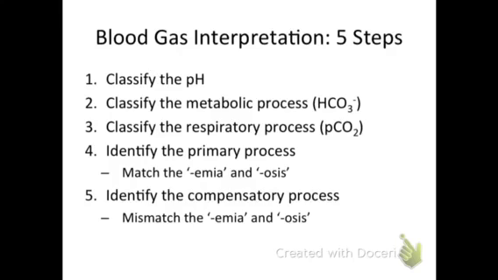There are 5 steps to blood gas interpretation. First, you want to classify the pH, the metabolic process, and the respiratory process using blood gas results. Then you want to identify the primary process by seeing which process is going in the same direction as the pH. Lastly, you want to identify any compensatory process, and the compensatory process will be going in the opposite direction of the pH.